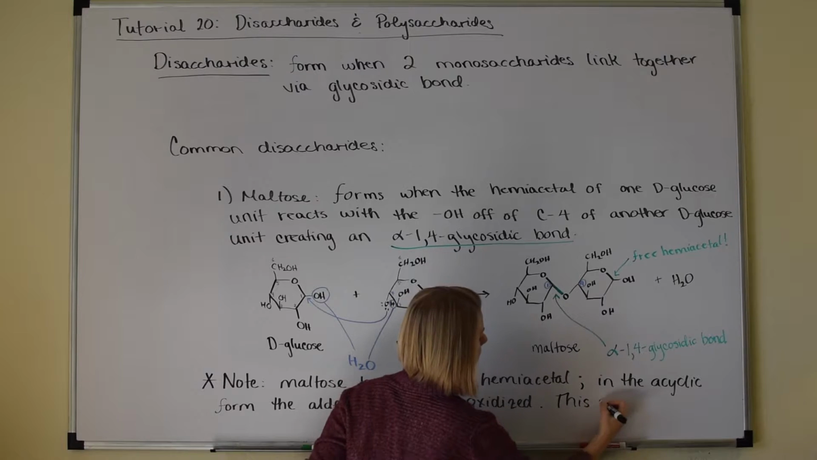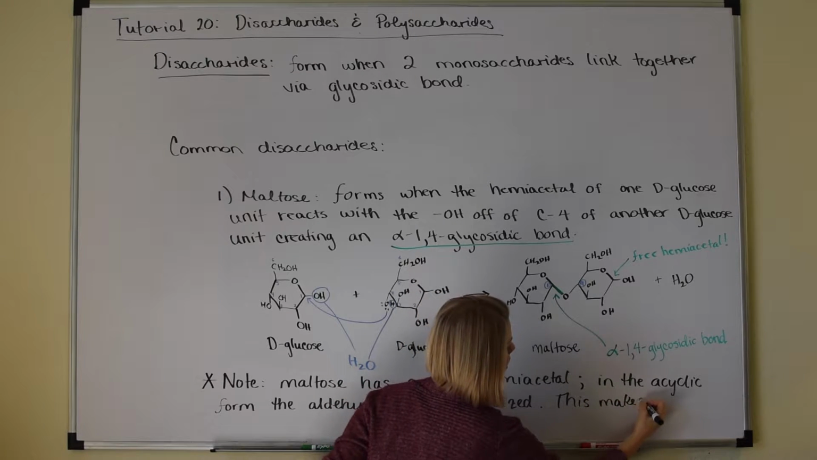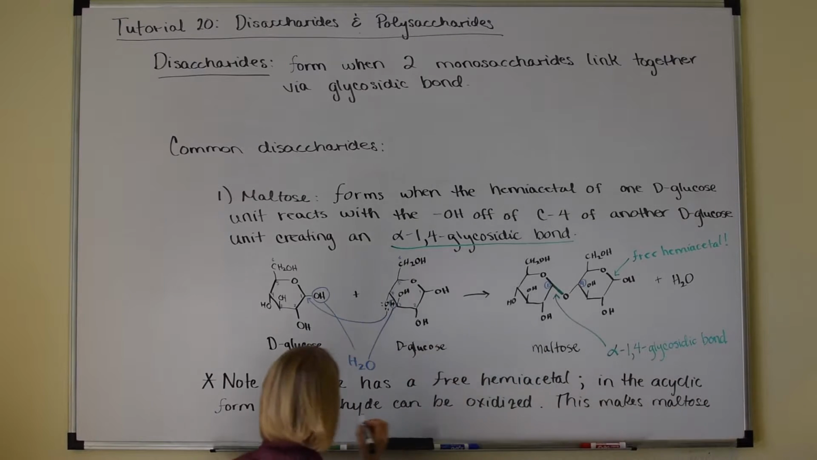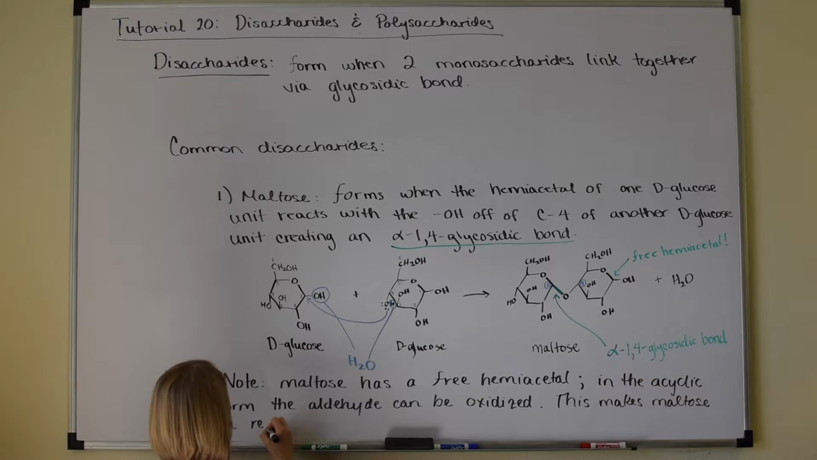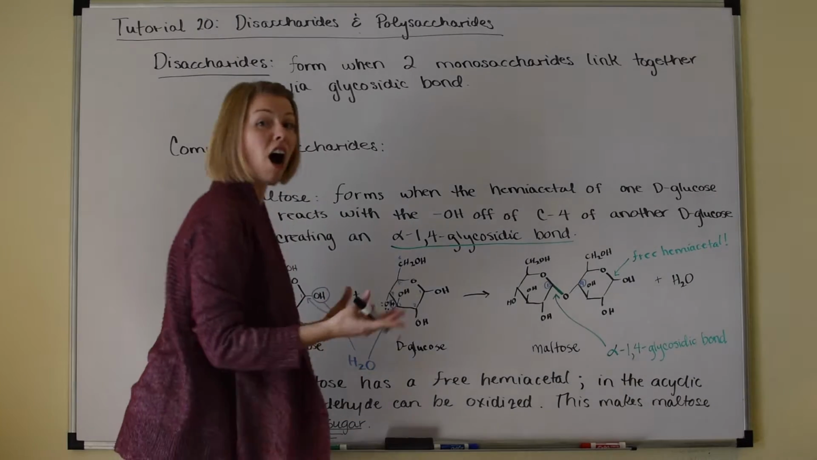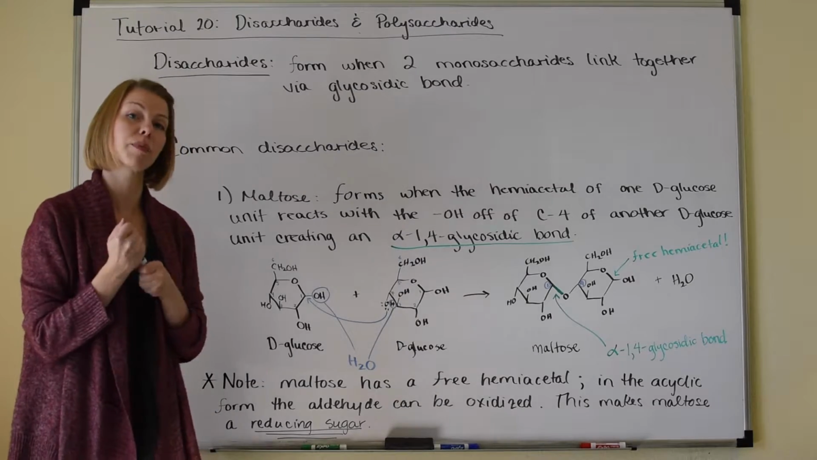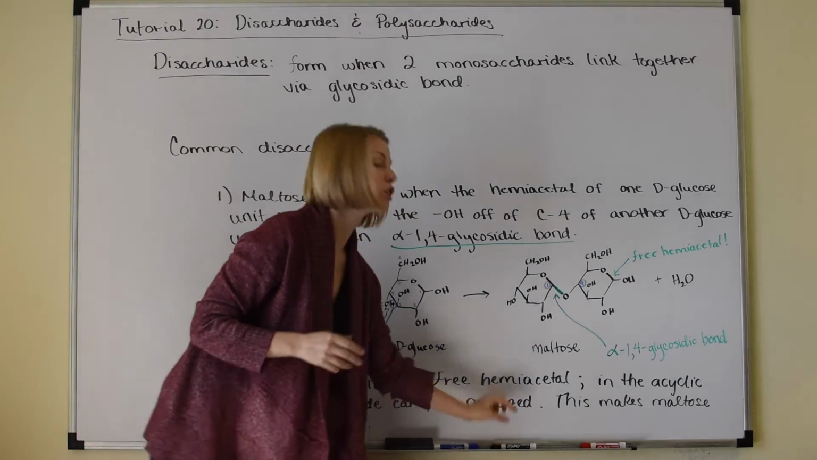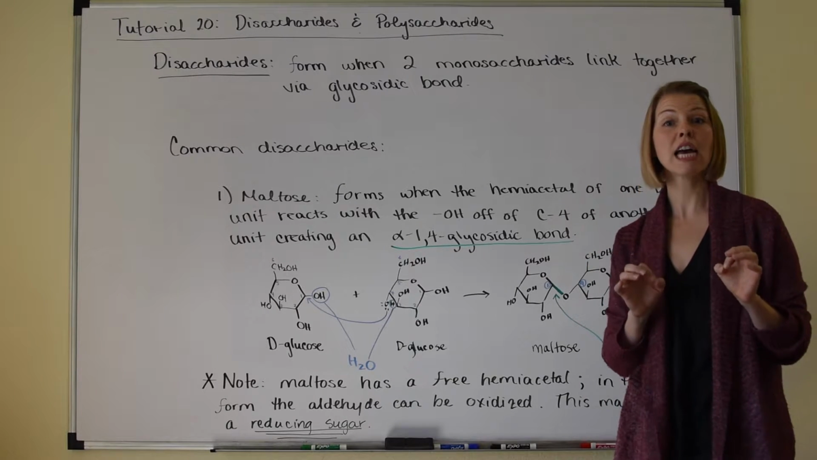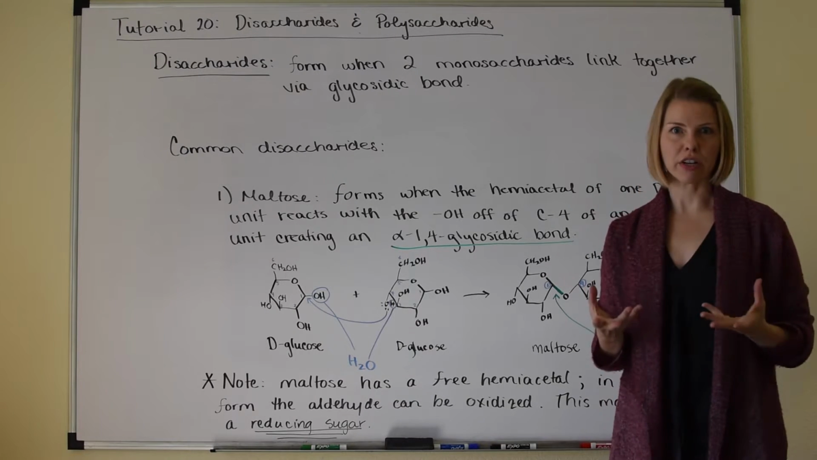This makes maltose a reducing sugar. I'm going to underline reducing sugar. It can be oxidized and therefore causes something else to be reduced. And that's a really common thing to test for in an introductory biochemistry lab.